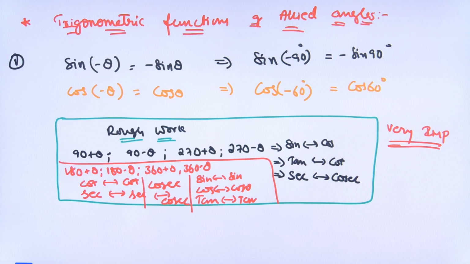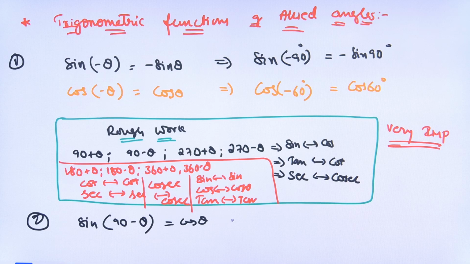So, now let us move on with the second one. See, students, sine 90 minus theta. Whenever 90 comes, what I said to you, it should change to cos. Okay?